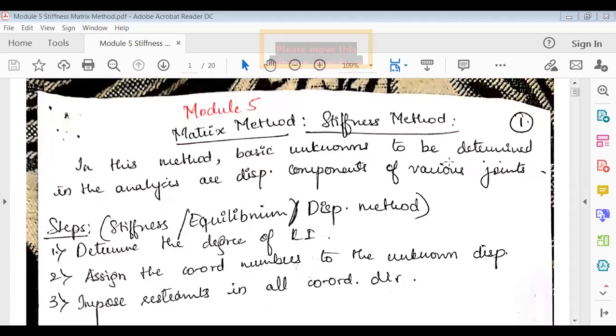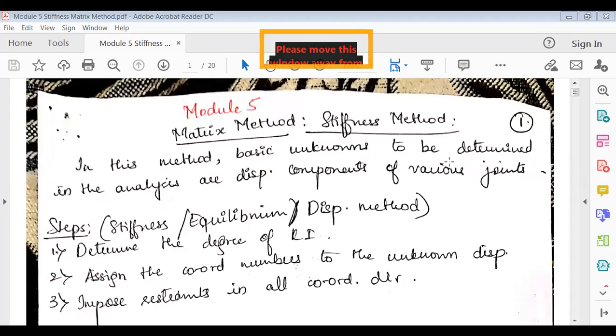Hello everyone. So let us start with the next module, that is module 5. We'll start with module 5 first and then come back to module 4, because module 5 is related to module 4. So if you know module 5, it's easy to solve module 4. That's why let's first start with module 5, that is the matrix method. It's specifically called the stiffness matrix method.